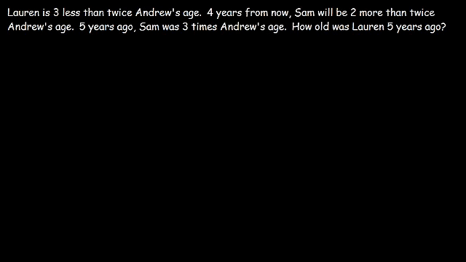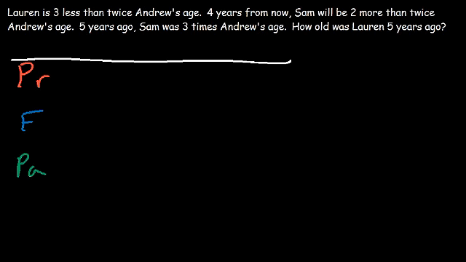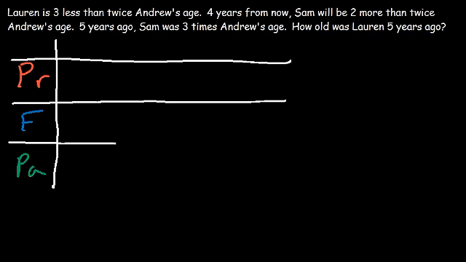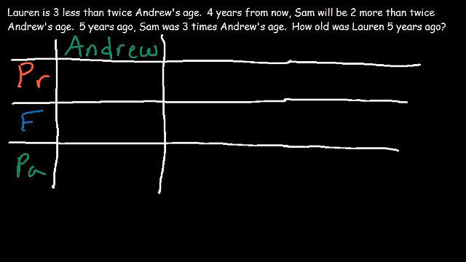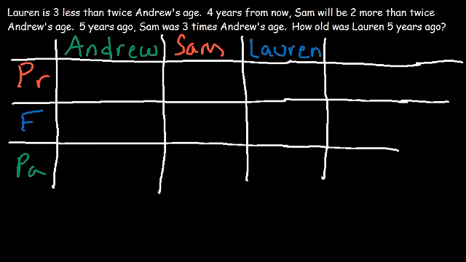So we have 3 scenarios, or 3 different time periods. We have the present, we have the future, and also the past. So we're going to have Andrew's age, and then after that we'll put Sam's age, and then Lauren. And finally, the last column will be for the equations.